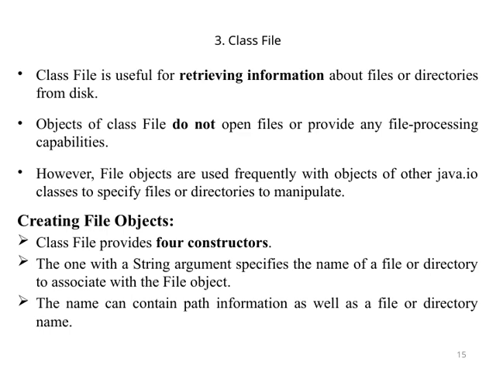When creating File objects, there are four constructors available. The most common one takes a string as an argument, which is the name of the file or directory you want to work with. What's really handy about this is that the string can include path information, not just the name itself. This way, you can specify exactly where the file is located on your system, making your code more flexible and precise.